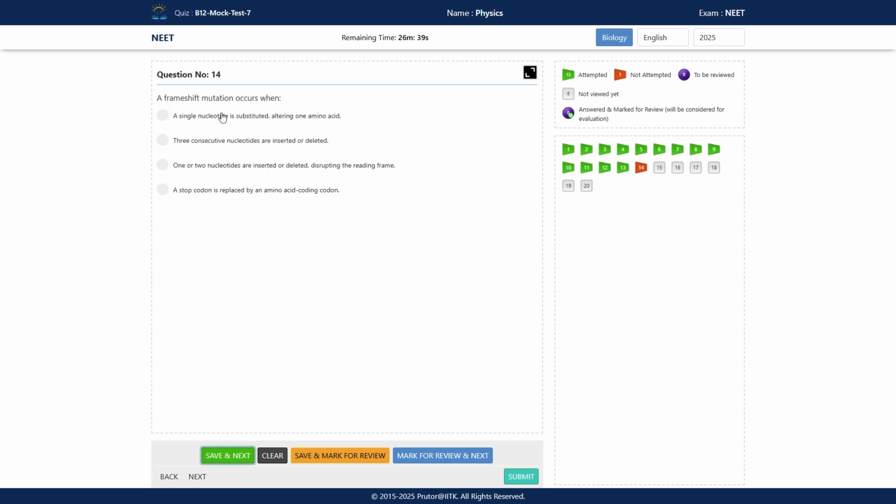Next one, a frameshift mutation occurs when? Option number A, a single nucleotide is substituted, altering one amino acid. Option number B, three consecutive nucleotides are inserted or deleted. Option number C, one or two nucleotides are inserted or deleted, disrupting the reading frame. Option number D, a stop codon is replaced by an amino acid coding codon. So what will be the correct answer?